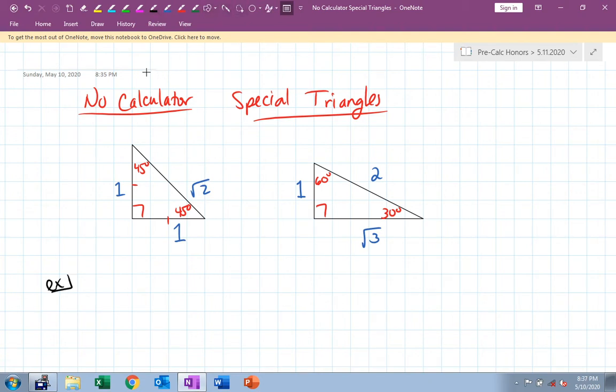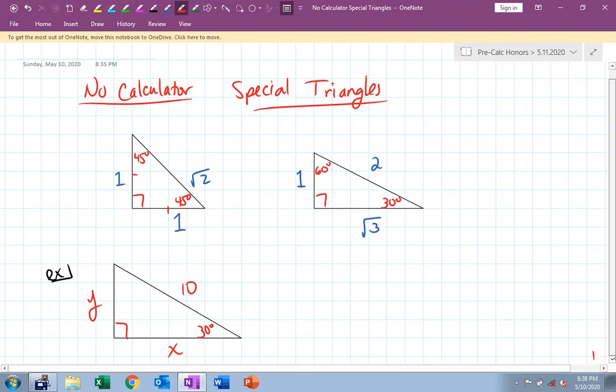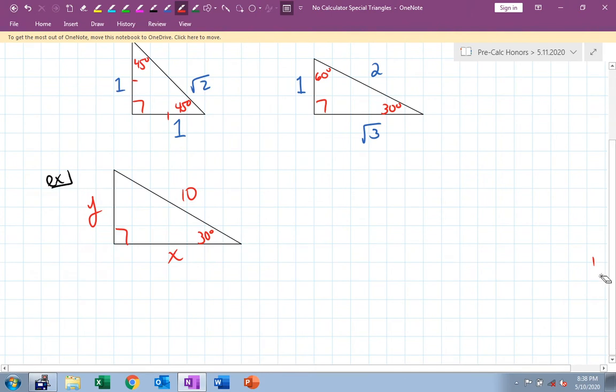So the kind of examples that you're going to have. Let's draw a triangle. We're going to do a 30, 60, 90. Okay, so here's this, and we'll connect the dots. Let's do a Y, an X, and a 10. And it says this is 30 degrees. Well, if I want to know, hey, what is X equal to? What is Y equal to?